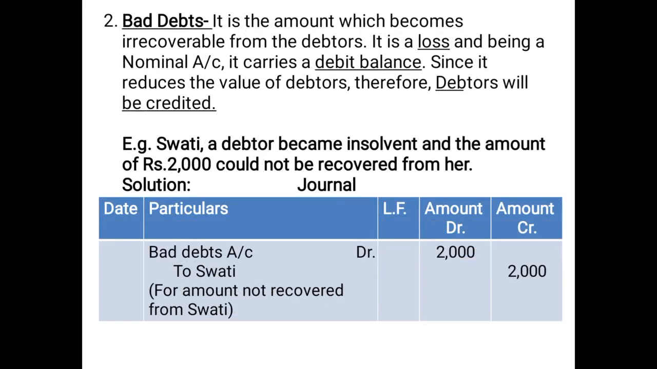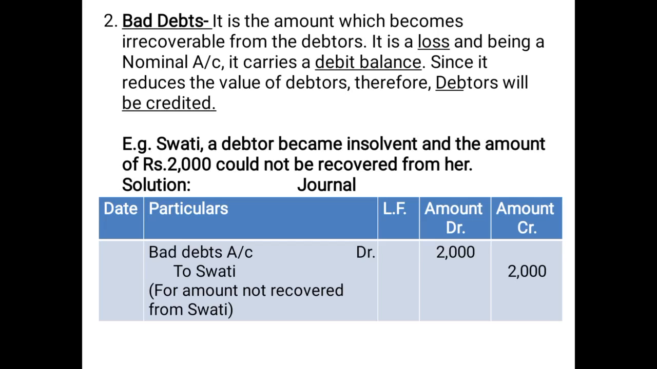What is bad debts? It is the amount which could not be recovered from our debtors, maybe because the debtor has become insolvent or bankrupt, etc. So it is kind of a loss, and again, being a nominal account, we know that all losses and expenses are debited, therefore we will debit bad debts account. And what is happening? Because this is the amount which could not be recovered from our debtors, that means debtors is being wiped out from our books. The value of debtors or asset is decreasing, therefore we will credit debtors account.